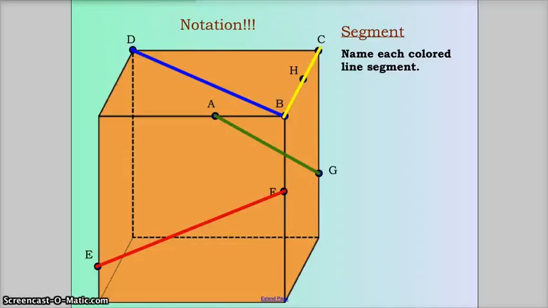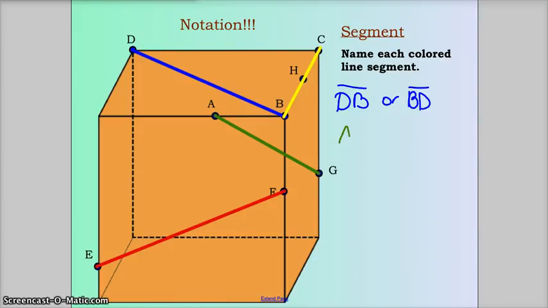First thing in your notes, notation of segments. Name each colored line segment. There are 4 different segments here. There's a blue one, a green one, a red, and a yellow. When we name line segments, we use both endpoints with the line segment over top. The order of the endpoints does not matter.